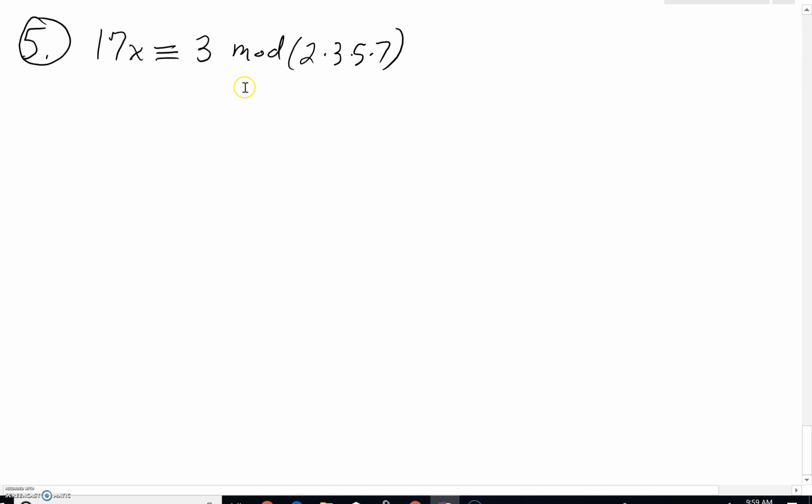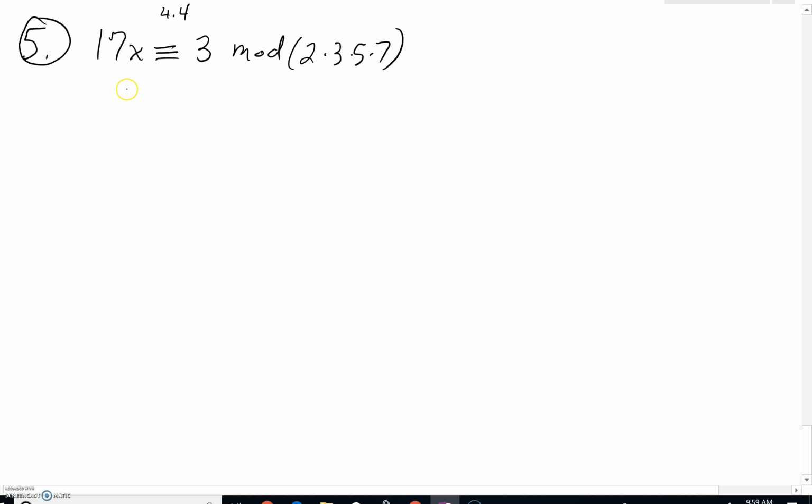Math team, linear congruences, we're looking at section 4.4. We're looking at problem number 5. And problem number 5, this is something that I wasn't able to go over with you directly. It's the last example in section 4.4. They're saying, look, let's say you have 17x is congruent to 3 mod 2 times 3 times 5 times 7.